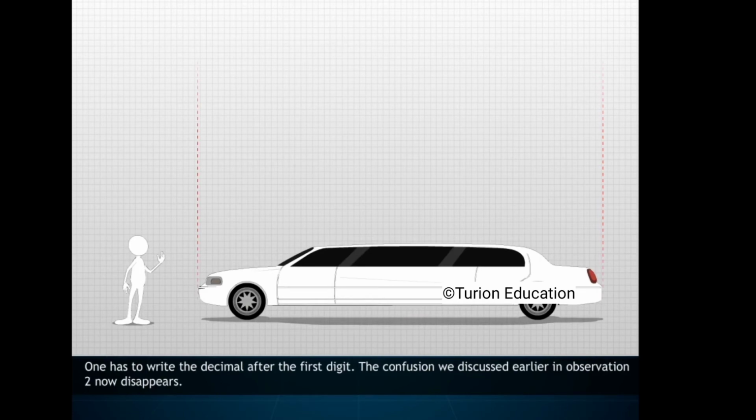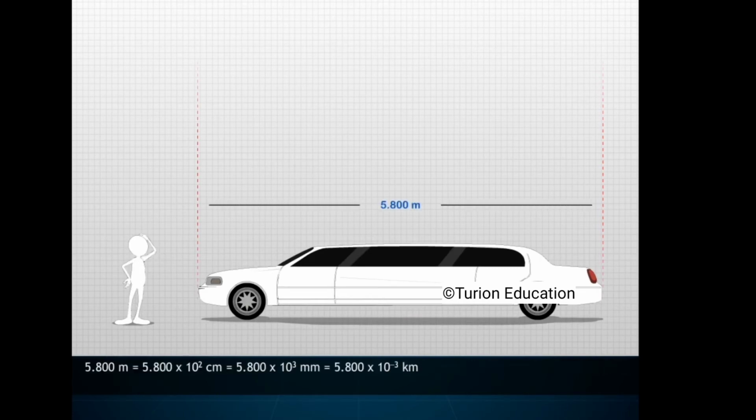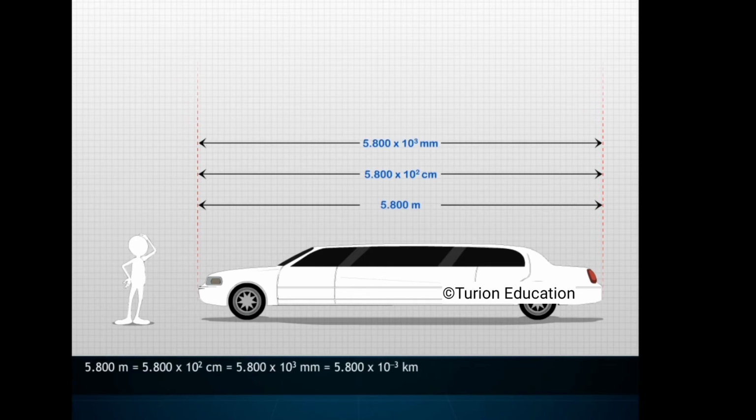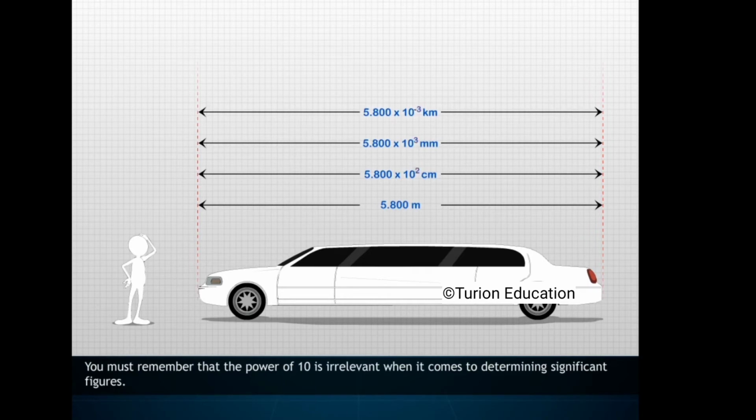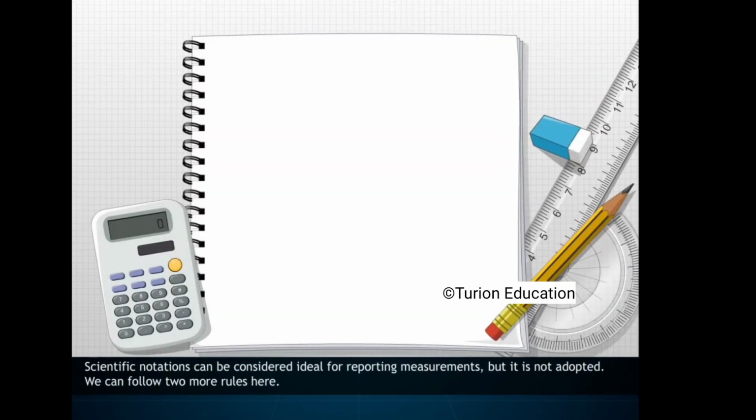The confusion we discussed earlier in observation 2 now disappears. 5.800 meters equals 5.800 into 10 raised to 2 centimeters equals 5.800 into 10 raised to 3 millimeters equals 5.800 into 10 raised to minus 3 kilometers. You must remember that the power of 10 is irrelevant when it comes to determining significant figures. All zeros appearing in the base number in scientific notation are significant. There are 4 significant digits here.